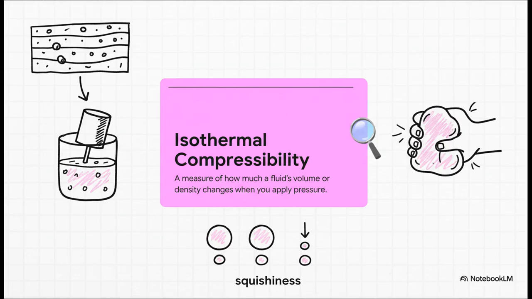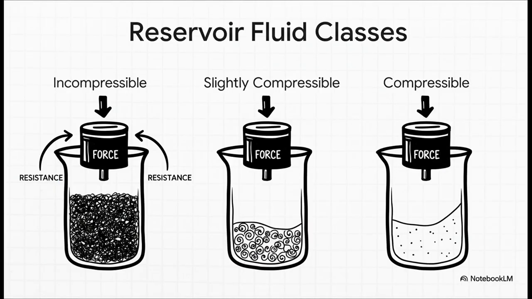The key property here has this really fancy name, isothermal compressibility. But don't let that intimidate you. All it really means is squishiness. It's just a way to measure how much a fluid's volume shrinks when you squeeze it. That's it. And using this idea of squishiness, engineers basically divide all reservoir fluids into 2 main categories that we see in the real world.